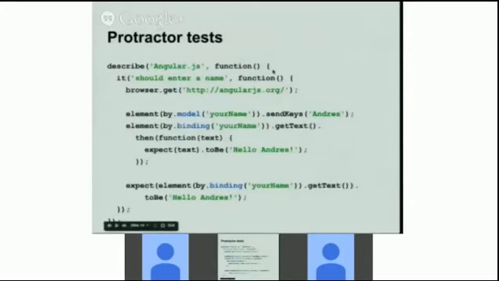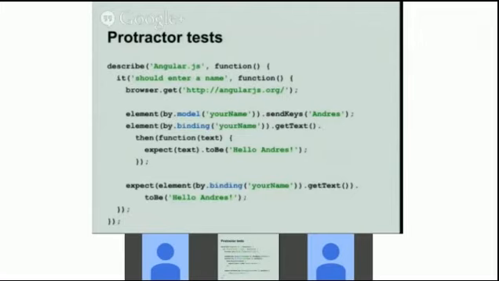And okay, here there are two ways to write your test. You have a promise, you find the element. When it finds the element, it will fulfill the promise and it will give you the value. So here I'm saying, okay, get text. And when it gets the text, I'm gonna do an assertion. So I say expect text to be hello Andres.